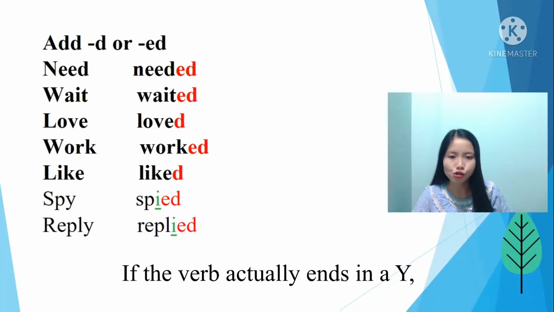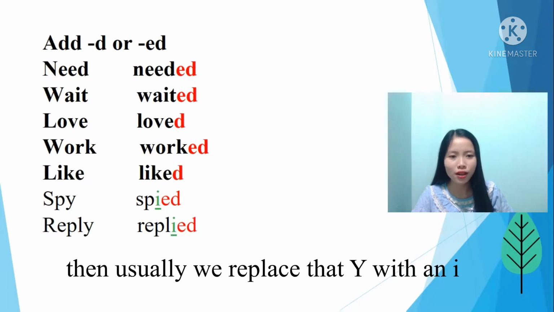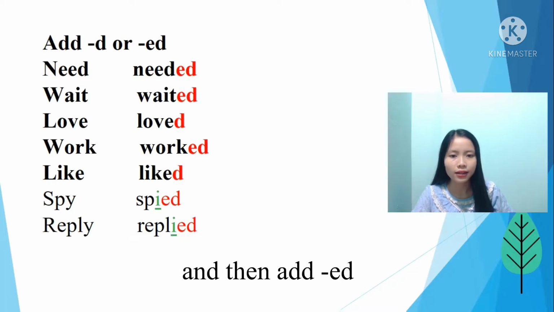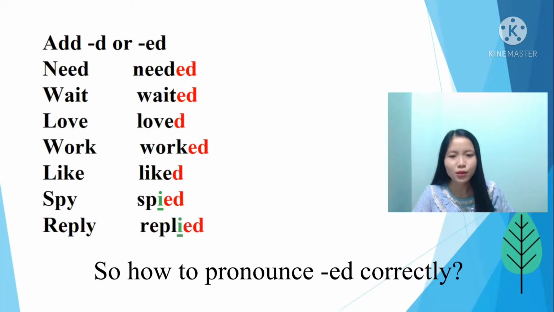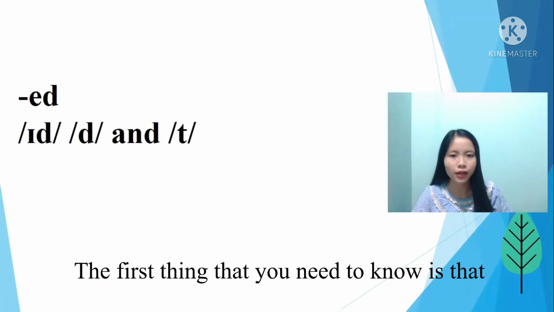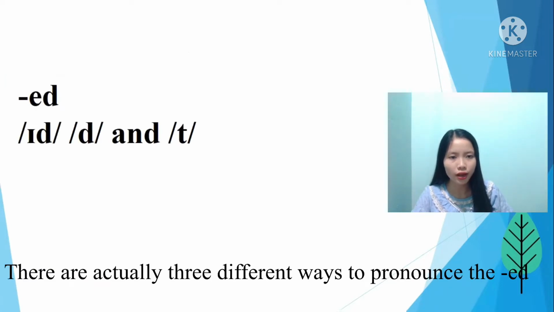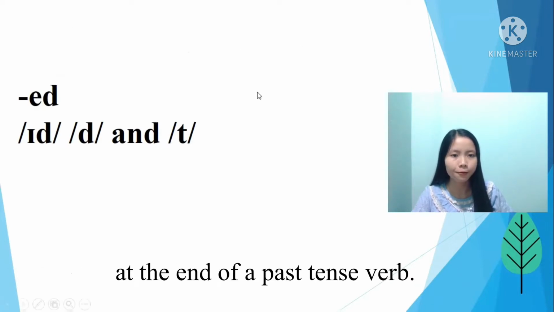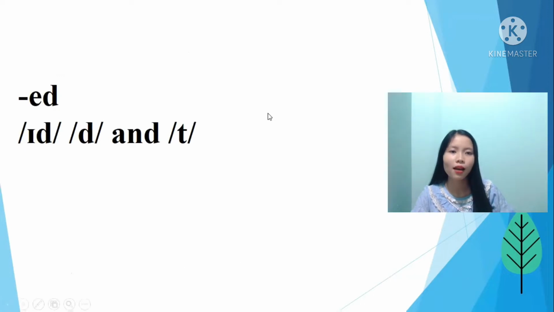If the verb actually ends in a y, then usually we replace that y with an i and then add ed: surprised and replied. So how to pronounce ed correctly? The first thing that you need to know is that there are actually three different ways to pronounce the ed at the end of a past tense verb. Id, d, t.